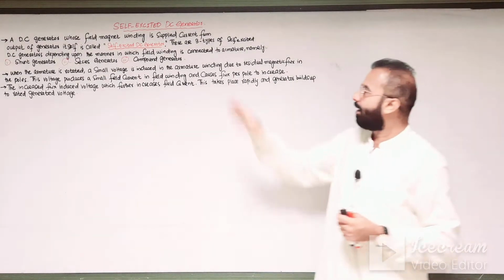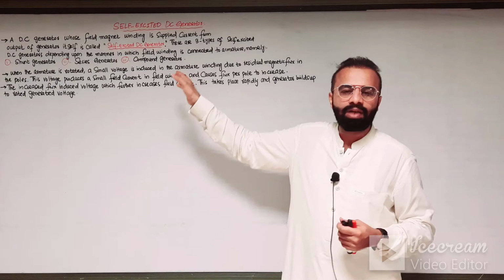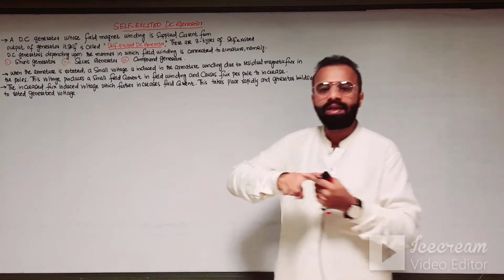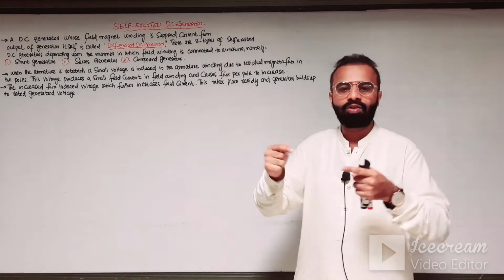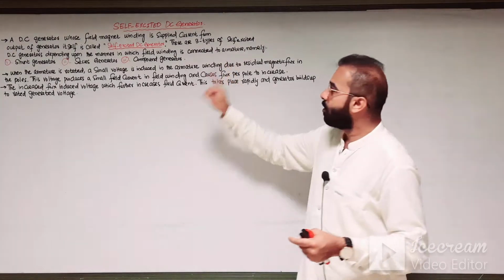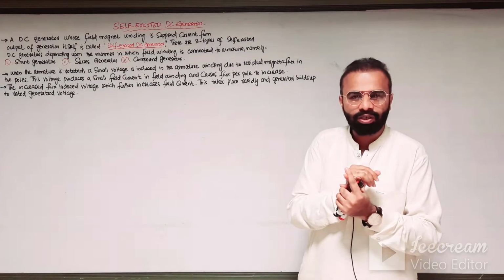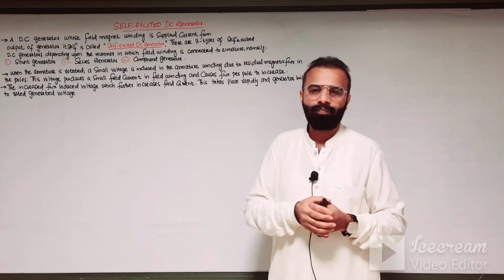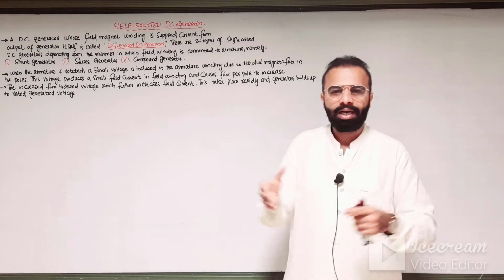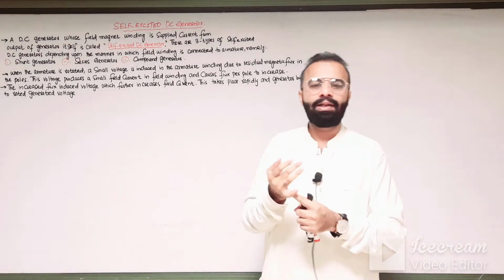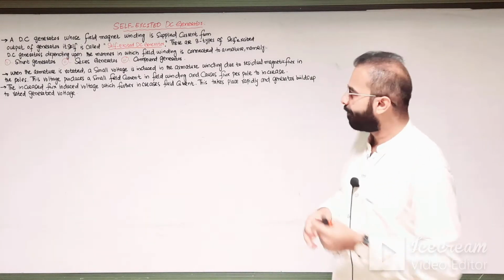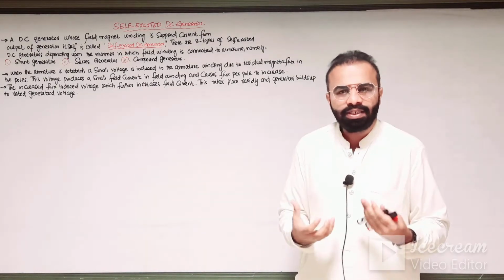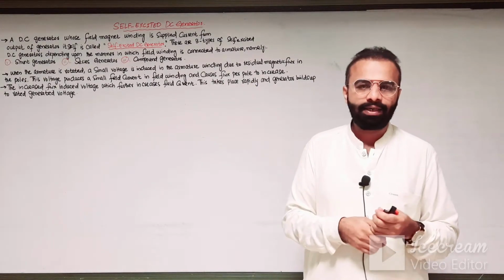There are three major types of self-excited DC generator, depending upon the manner in which the field winding and the armature winding are connected. The first is the shunt wound generator, the second is the series wound generator, and the third is the compound wound generator, which has two types: the short shunt compound generator and the long shunt compound generator. Now, how is self-excitation achieved in the self-excited DC generator?